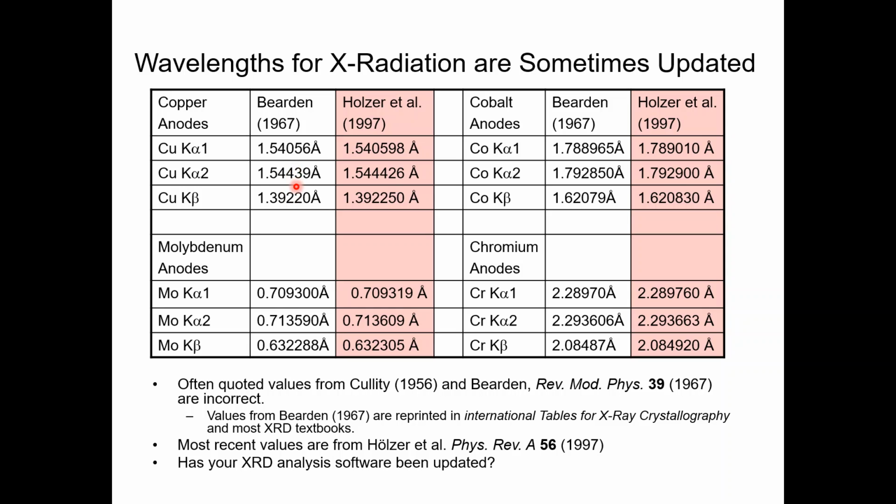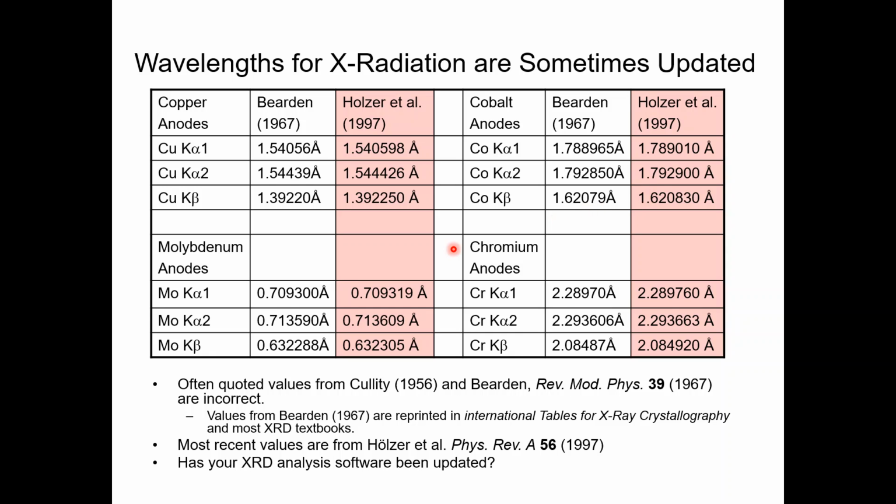So this is according to Bearden, and the same has been analyzed by Holzer. According to Holzer, the value must be like this much. Here you can see that we have a minute difference between these values. Similarly, if we utilize cobalt anodes, the K alpha 1, K alpha 2, and K beta according to Bearden and Holzer et al. are again given here. You can also check the difference in the values.